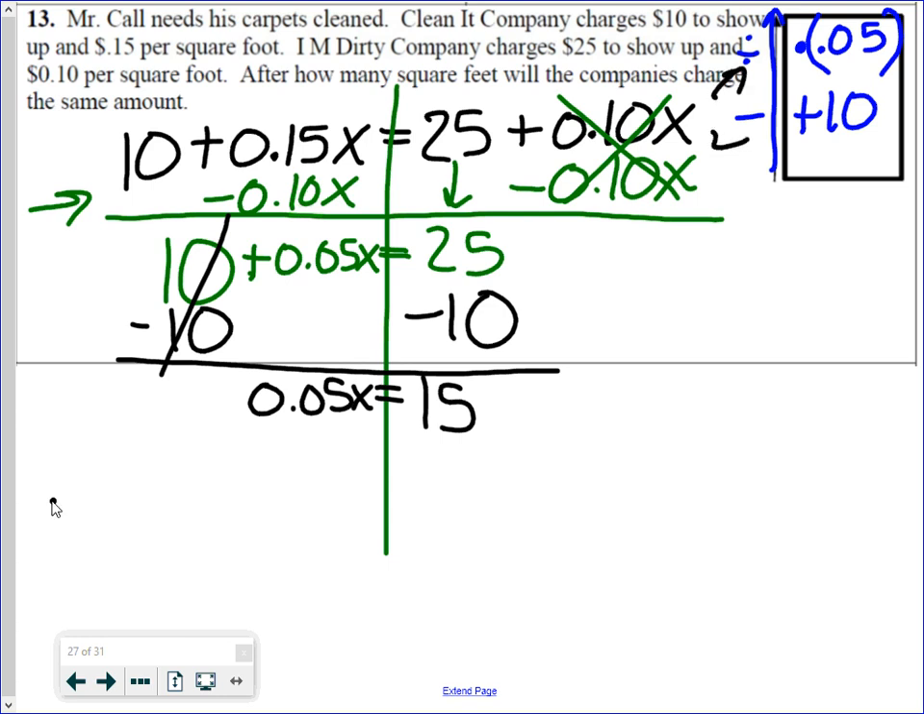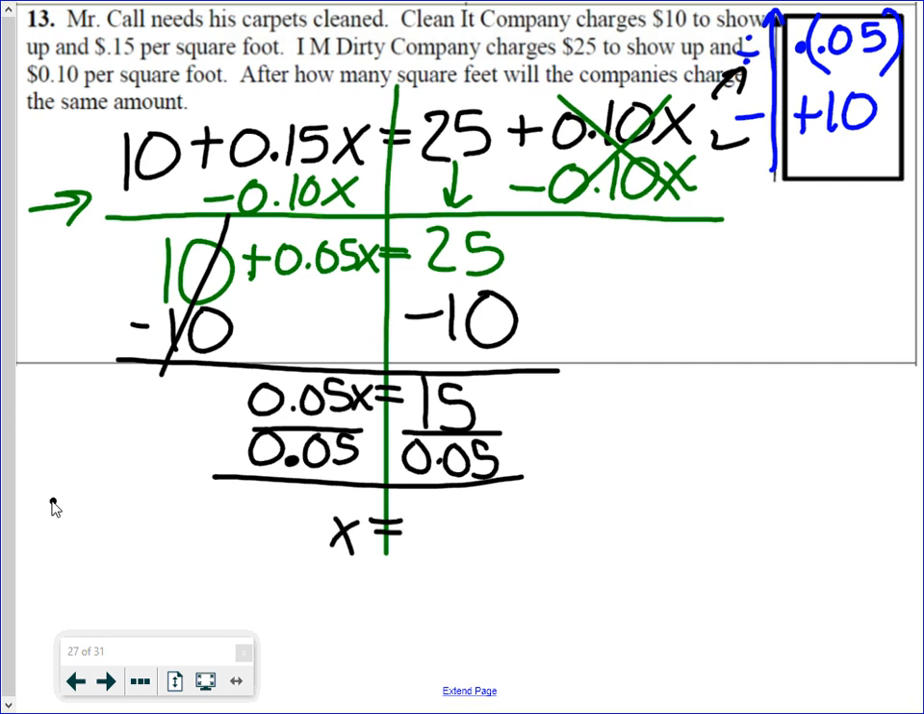So then, we got that one done. Then we're going to go ahead and divide by 0.05. Oh no, x there. Divide by 0.05 and see what we get. So I'm going to get x equals, I believe dividing by that is like multiplying by 20, but I'll type it in my calculator just to be sure. So 15 divided by 0.05 is 300, which is like multiplying by 20. That's good to know. And so I get 300.